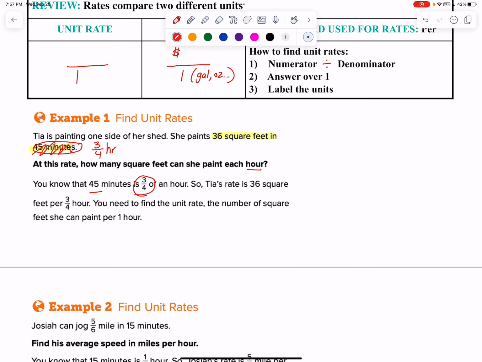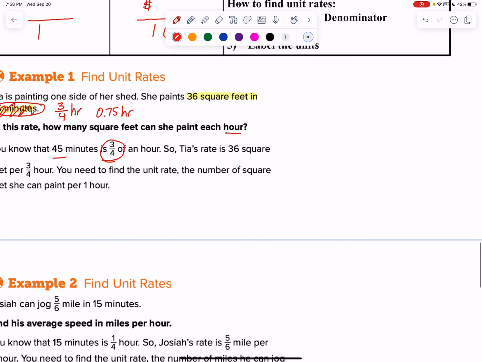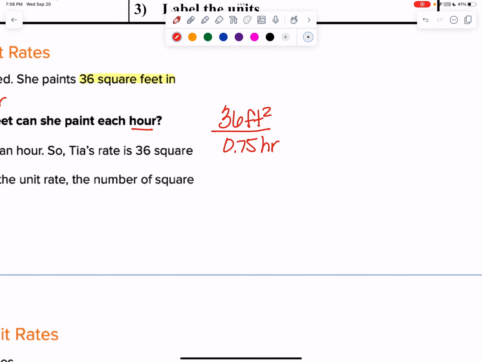If I really want to simplify things, we also know that this is just 0.75 of an hour. And I don't even have to deal with the fraction is an option. So remember we said order matters. So let's go ahead and set this up on the side. So we said 36 feet squared per 0.75 hours. And let's look again.